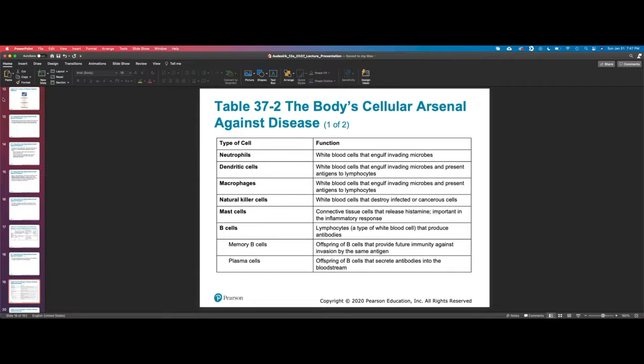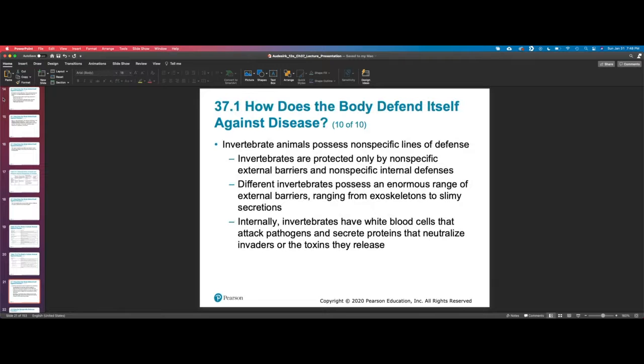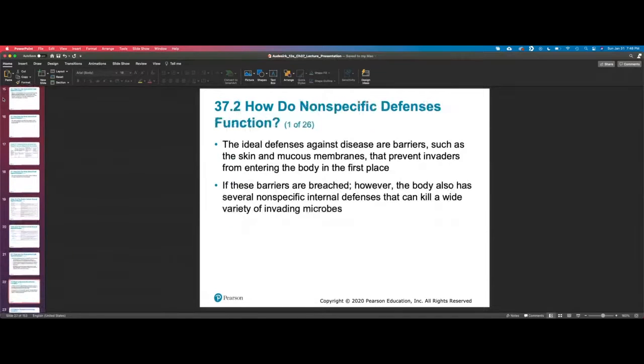And here you can see we have all sorts of kinds of immune cells: neutrophils, dendritic cells, macrophages, natural killers, mast cells, B cells, and T cells. And there are different kinds of B cells and T cells. And we'll talk a little bit about their roles later on in this lecture. So again, invertebrates only have the non-specific external barriers and non-specific internal defenses, whereas vertebrates have the adaptive immune response.